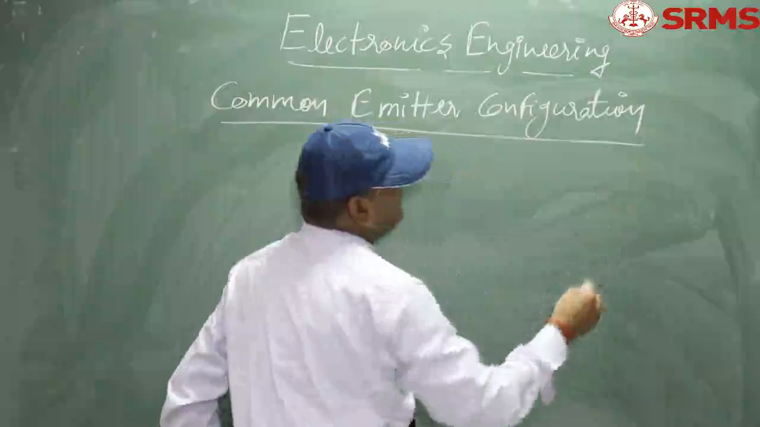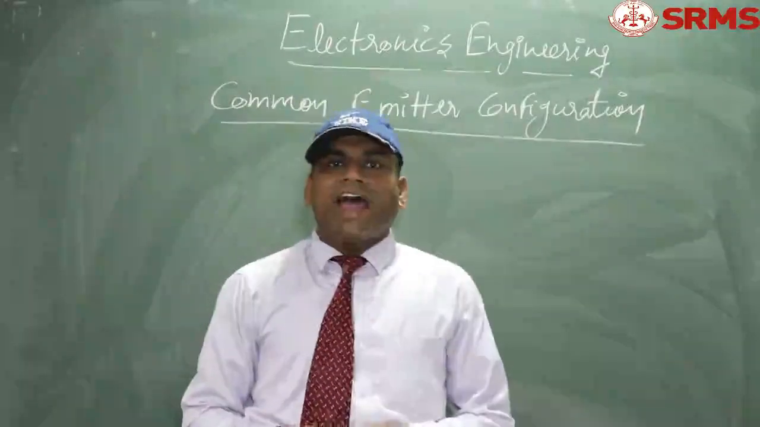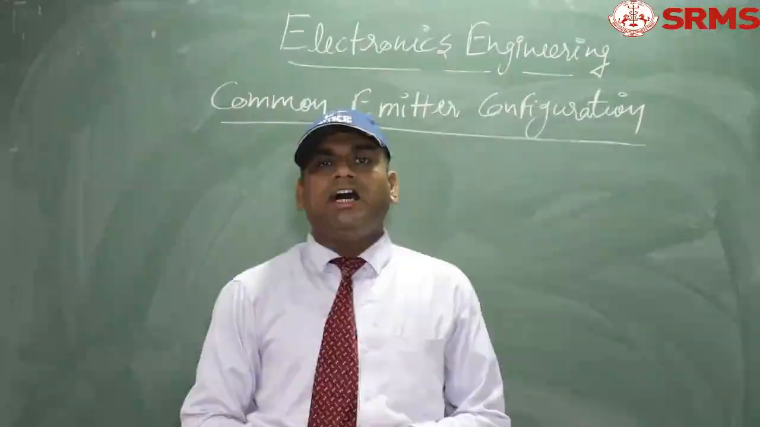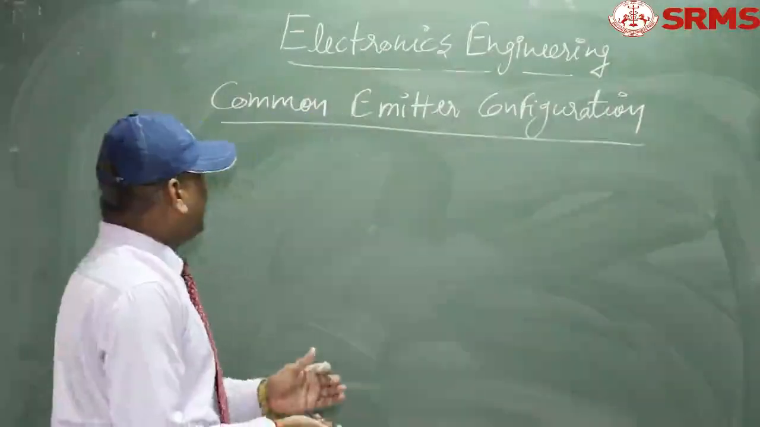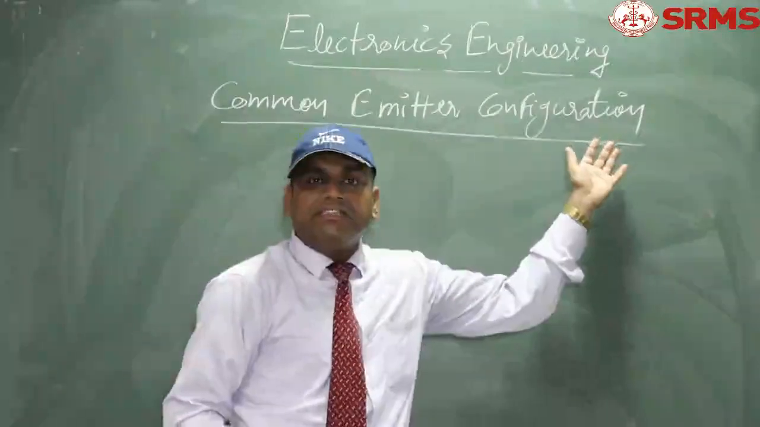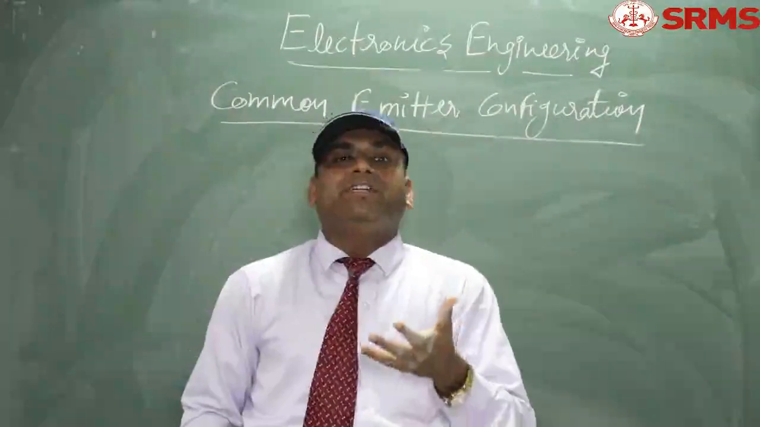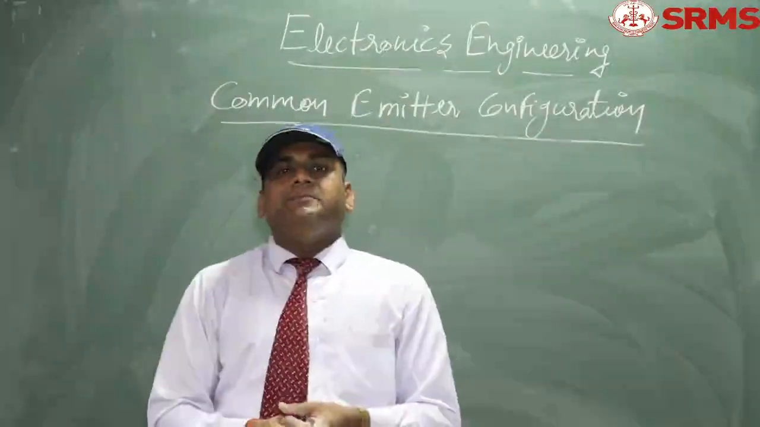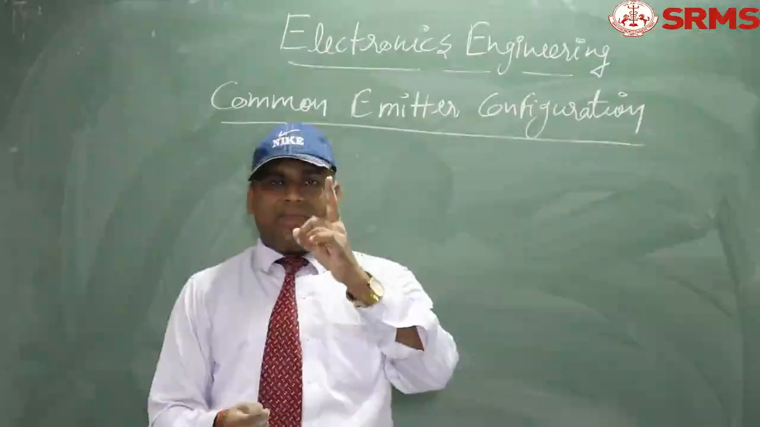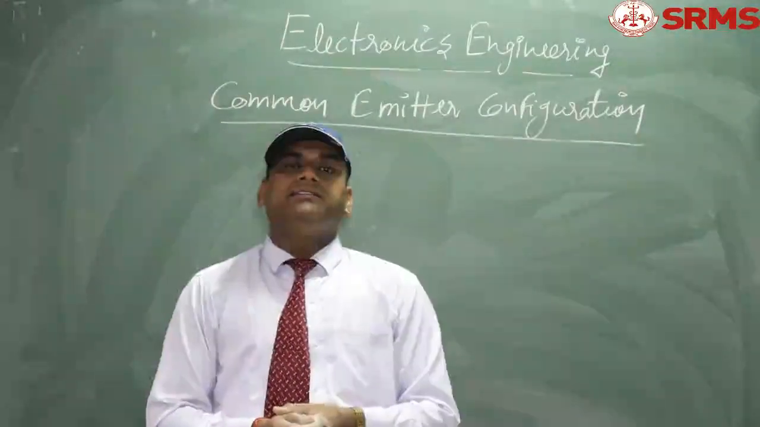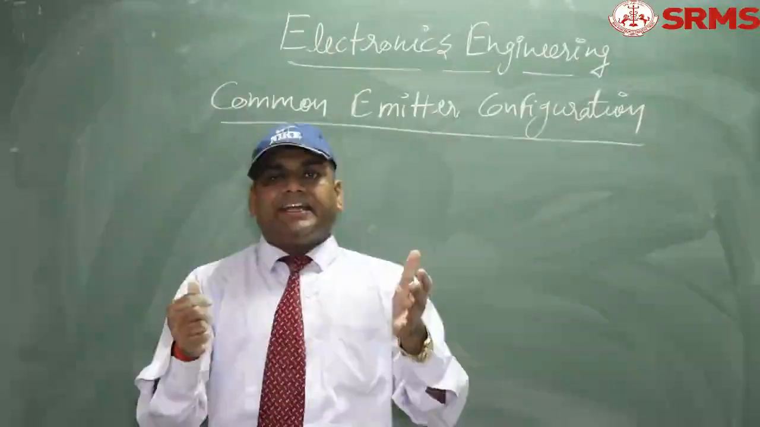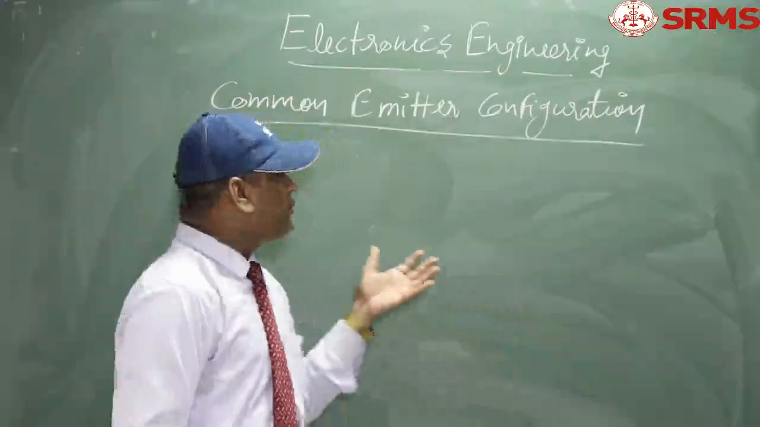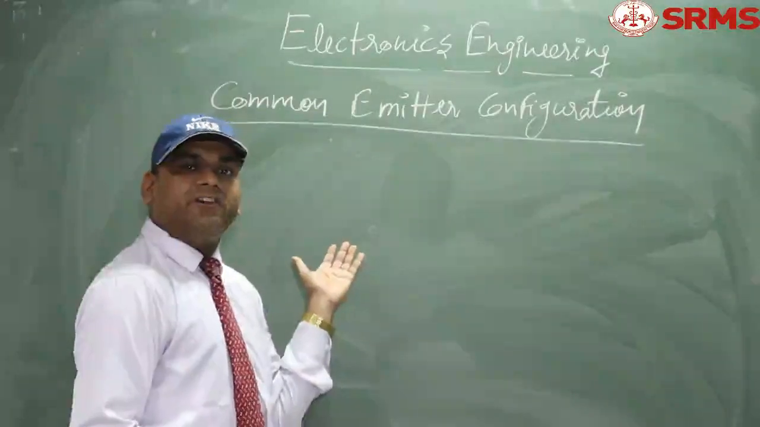Common emitter configuration. That means the emitter is made common for the base as well as for the collector. Is that clear? As the name implies, the emitter terminal is made common for the base as well as for the collector. We apply the input voltage at the base terminal with respect to the emitter terminal, and we get the output at the collector terminal with respect to the emitter terminal.